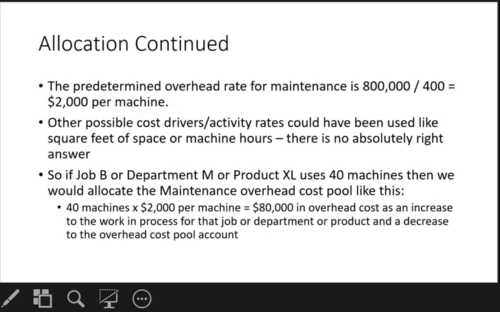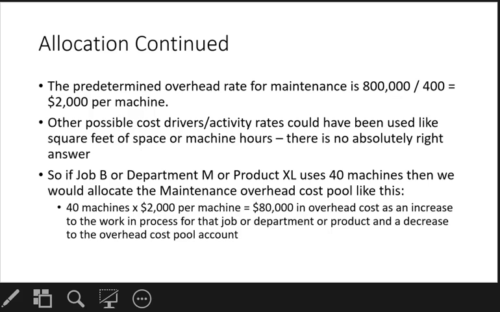So the predetermined overhead rate, the math, if you will, which should be relatively straightforward, is the cost pool amount, $800,000, divided by, in this case, what we determined was the cost driver, number of machines, 400 total machines, equals $2,000 per machine. We could have used another one. You can even change from year to year.